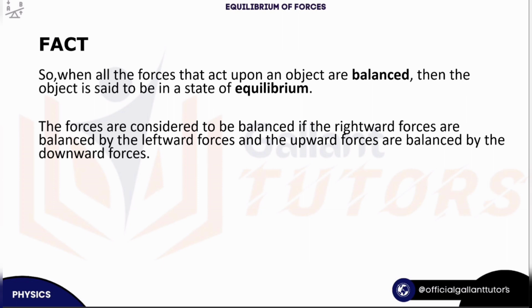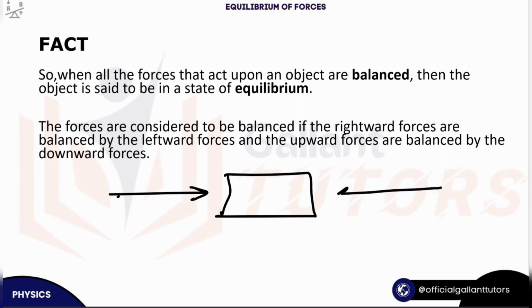Okay, the forces are considered to be balanced if the right force... So let me demonstrate this again. Let's have a box of this nature. If the right force is equal to or balanced by the left force, and the upward force is balanced by the downward force, in this kind of case, we say this object is in equilibrium.